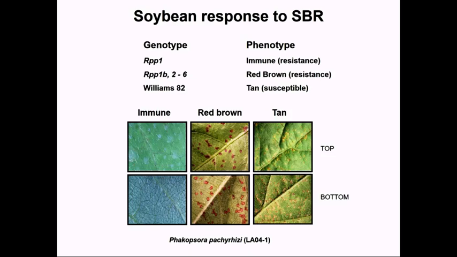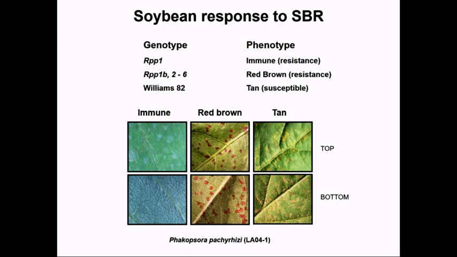If you have RPP genes 1b or 2 through 6, and if that isolate is recognized by one of these R genes, you get a red-brown type of lesion. And inside this lesion you'll find that there's very little fungal growth and virtually no sporulation of the fungus. And over here we have tan lesions. In the tan lesions, which are characteristic of a susceptible cultivar, you would find that there's a lot of fungal growth and a lot of sporulation.